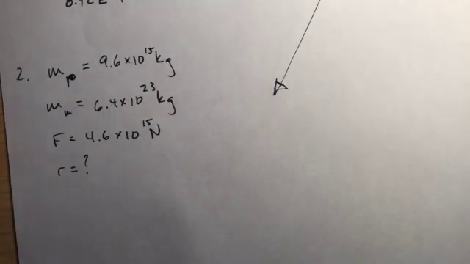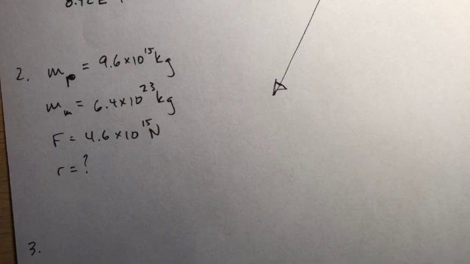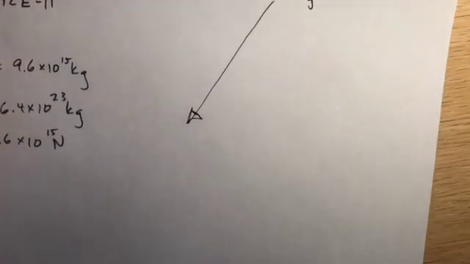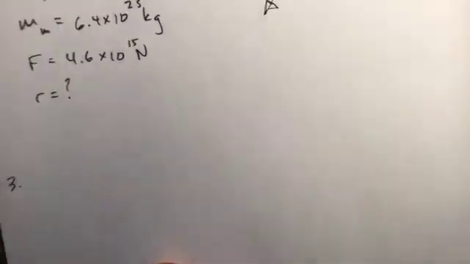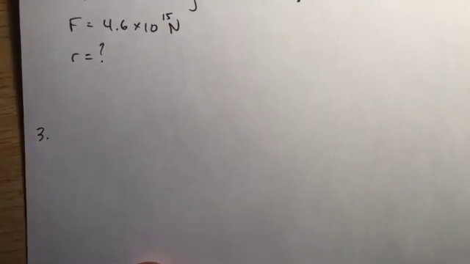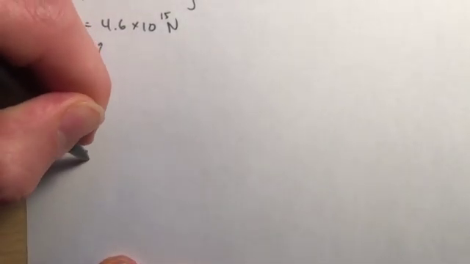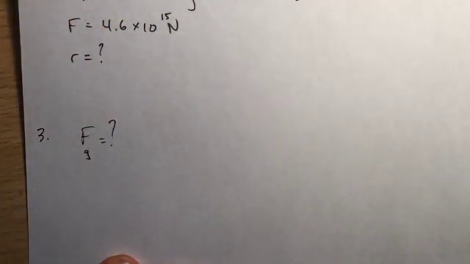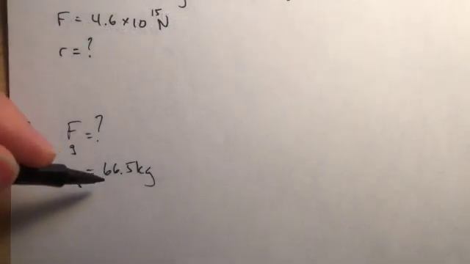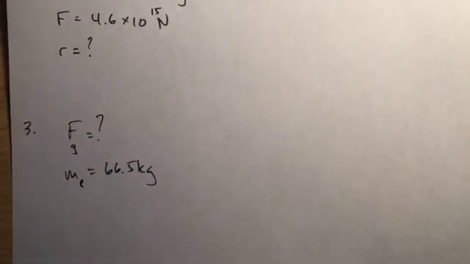All right, and then number three, there are three parts to this one, and I'm just going to go through the first part, and then you can do the rest obviously on your own. So number three, find the magnitude of the gravitational force. So we're looking for F sub G. A 66.5 kilogram person. Mass of the person is 66.5 kilograms.